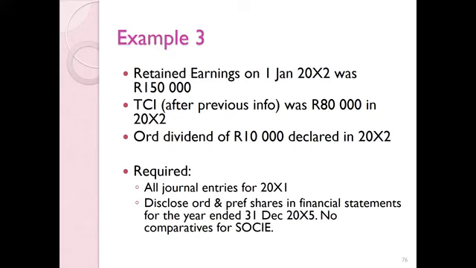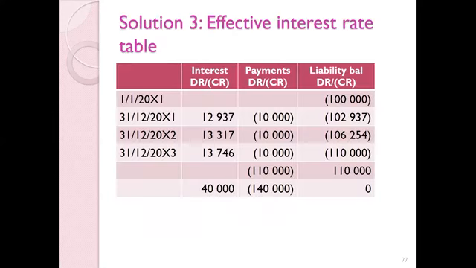the financial statements for the year ended 31st of December 20X5. No comparatives are required for the statement of changes in equity. Okay, so we said that in this scenario, because of the fact of the preference shares being redeemable at a fixed date for a fixed price in the future, we would need to treat them similarly to a financial liability. So we would want to include that as a form of amortized cost.